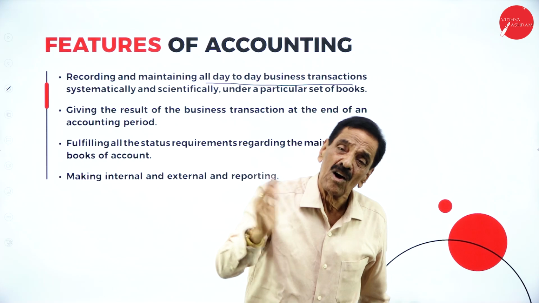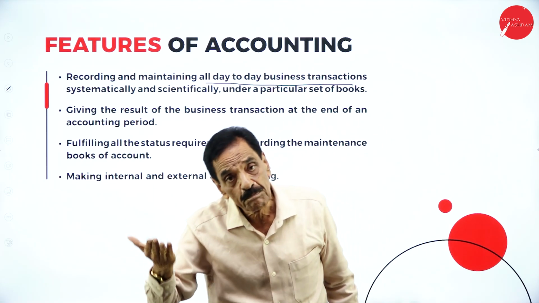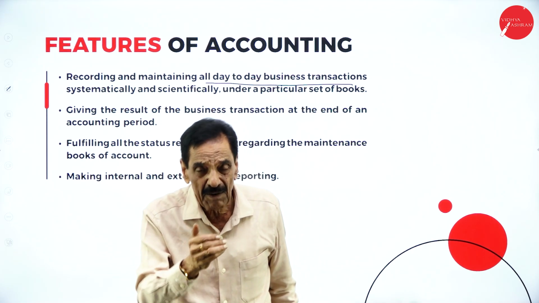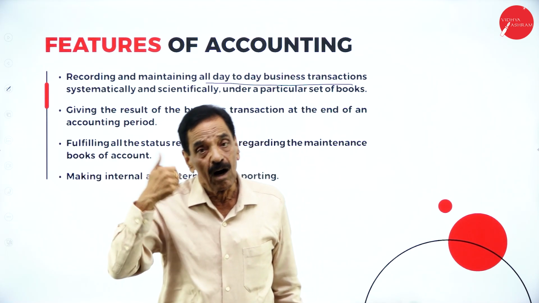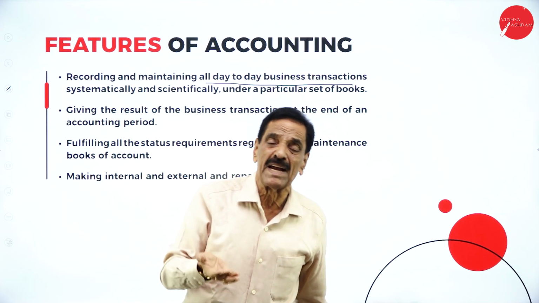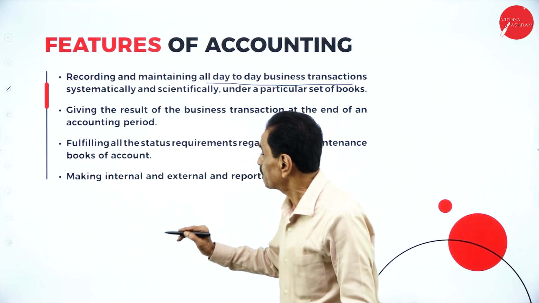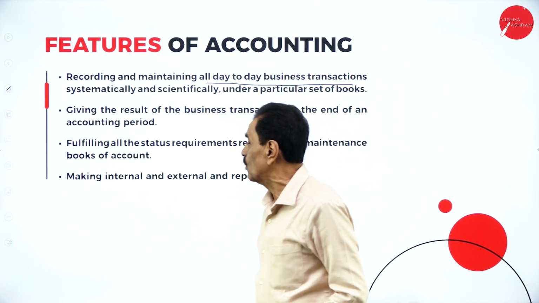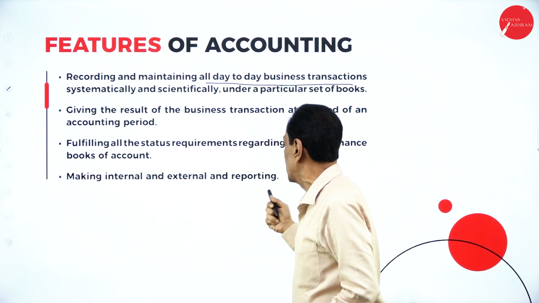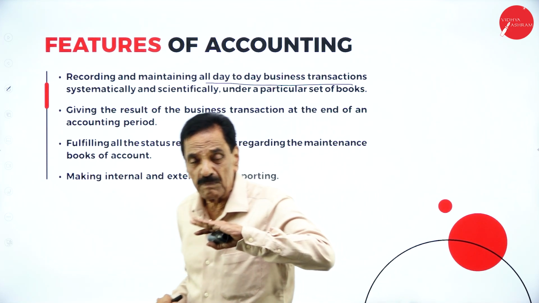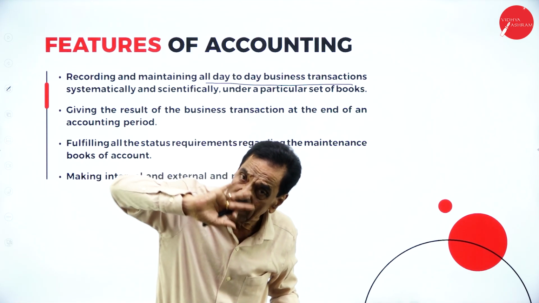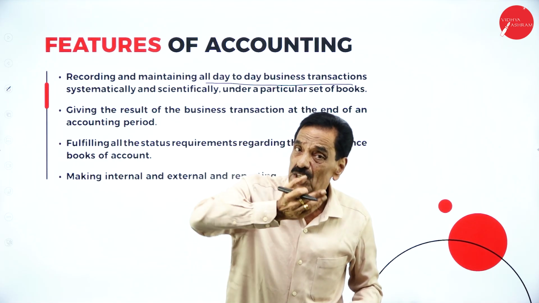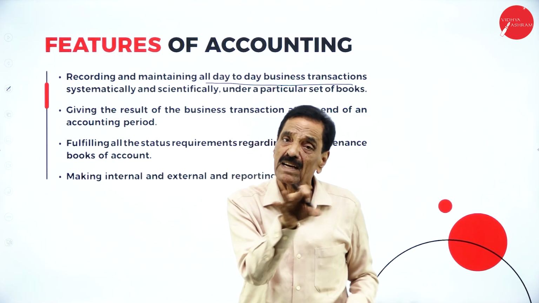How much received, how much money to be received, how much paid, how much money to be paid at the end of the year. Fulfilling all the statutory requirements regarding the maintenance of books of account, making internal and external reporting. So we have to make the internal and also the external reporting, and also see how much money is to be received and how much is to be paid at the end of that financial year.